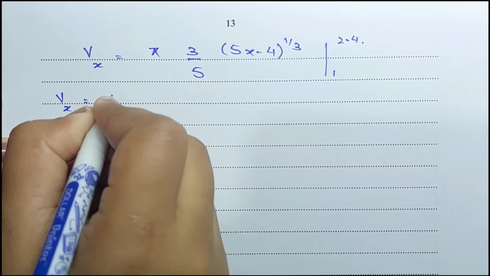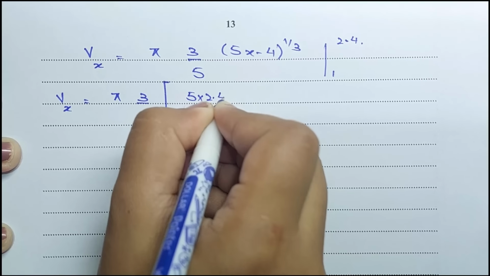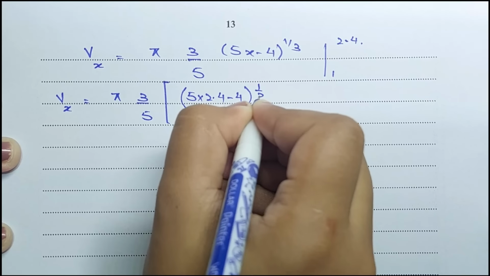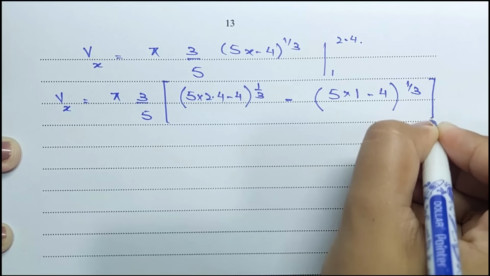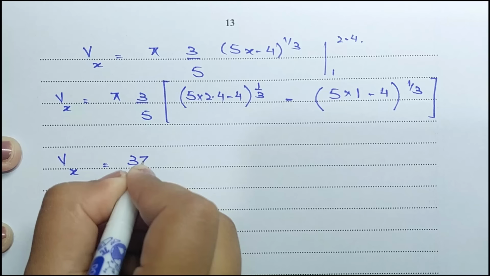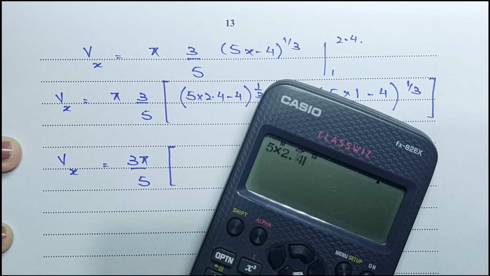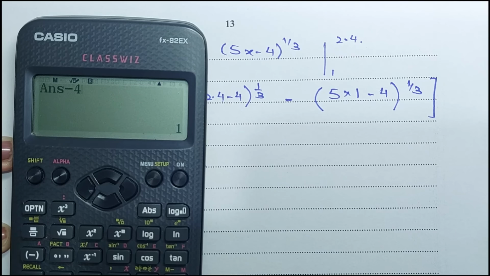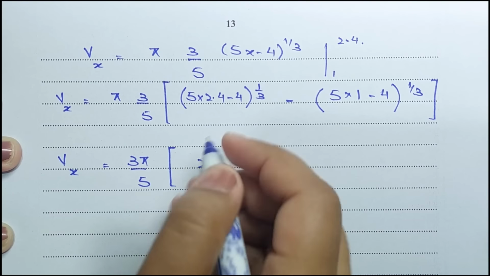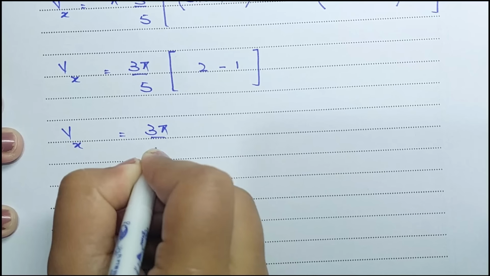So Vx is pi times 3 by 5, which is outside, times 5 times 2.4 minus 4, the upper limit, to the power 1 by 3, subtract the lower limit, 5 times 1 minus 4, to the power 1 by 3. Let me simplify the limits. 5 times 2.4 minus 4 is 8, and its power 1 by 3 is 2. And 5 times 1 minus 4 is 1, and its power 1 by 3 is 1. So 2 minus 1 is 1. So this is just 3 pi by 5. Okay.